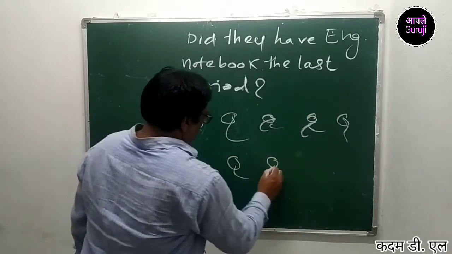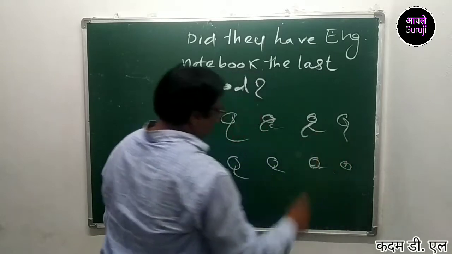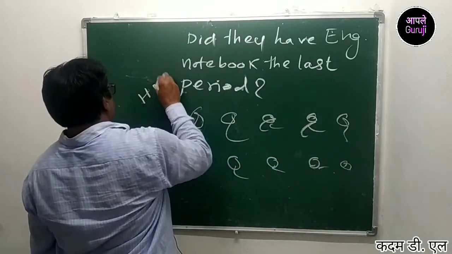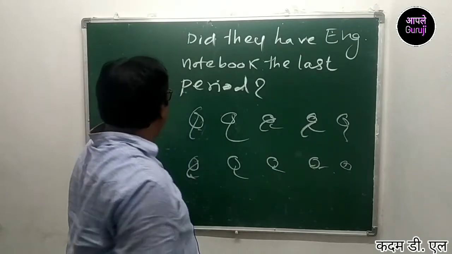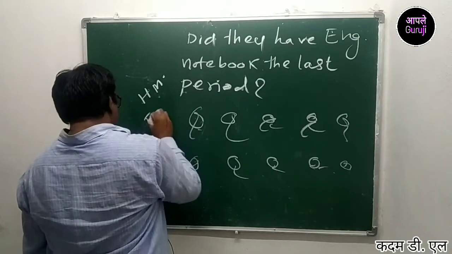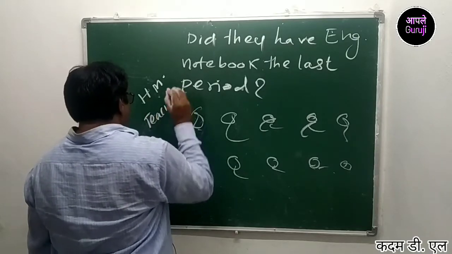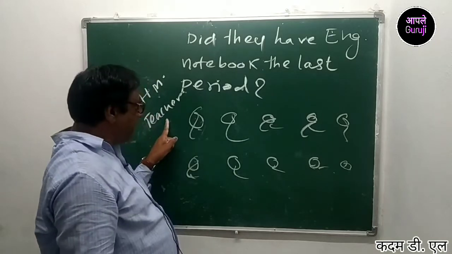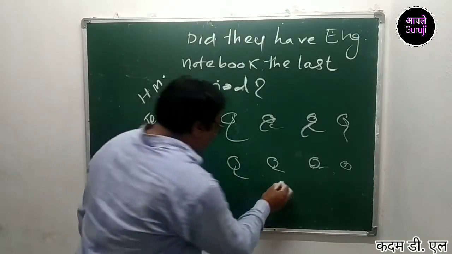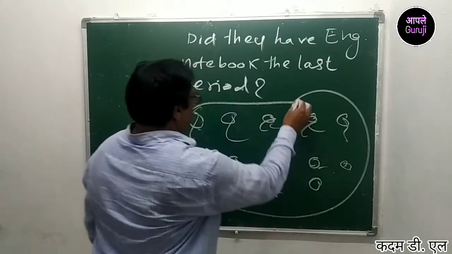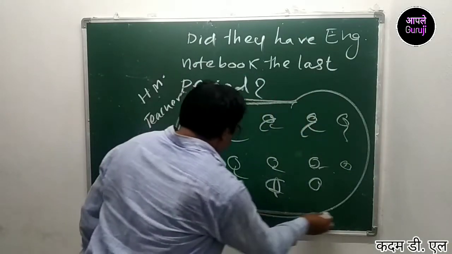Then here the HM comes. Here the teacher in English. Here is the teacher in English. Headmaster and teacher here, and these are the students in the class.